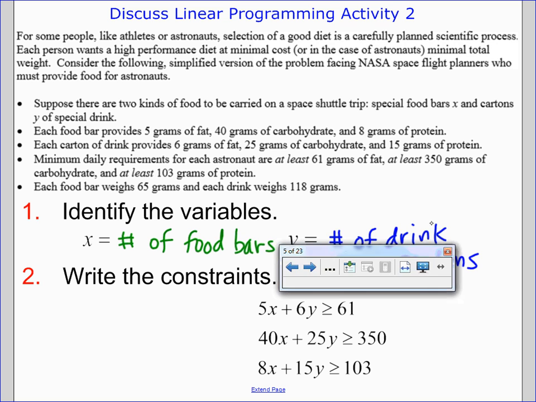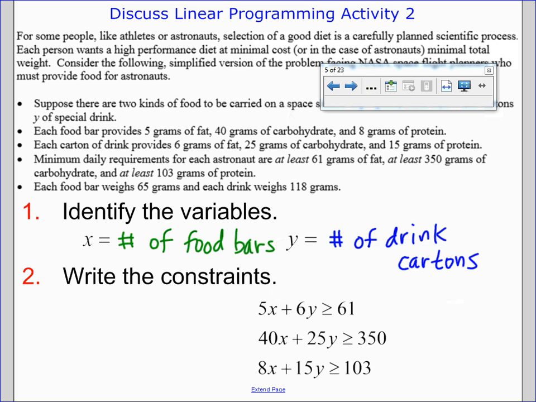We need at least 61 grams of fat to keep our astronaut healthy. We need at least 350 carbohydrate grams to keep our astronaut healthy, and we need at least 103 grams of protein. So after translating, we get each of those 3 constraints, and I already checked this along with your objective function for your 4 stamp. So you guys did a great job with that.